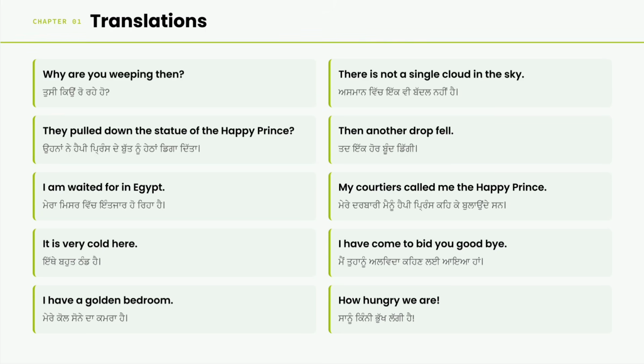Sentence 1. Why are you weeping then? Translation. Tusi kyun ro rahe ho? Sentence 2. They pulled down the statue of the Happy Prince.